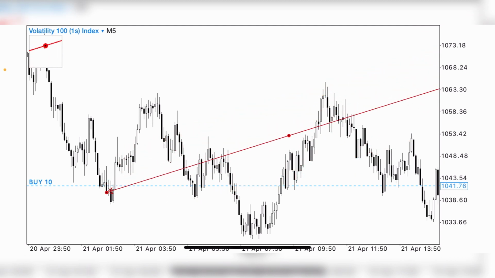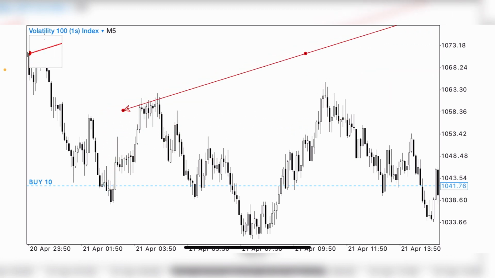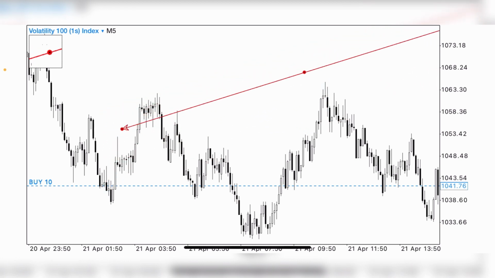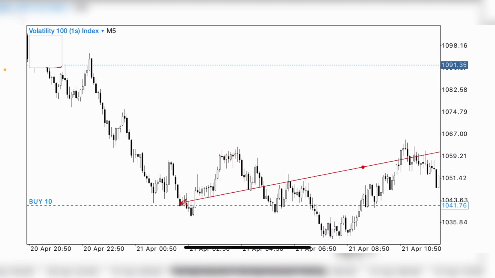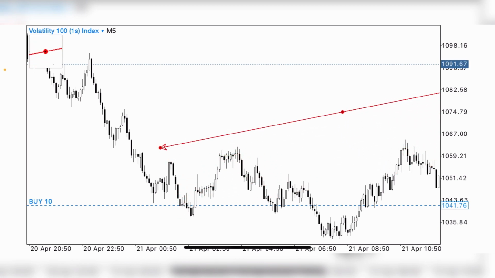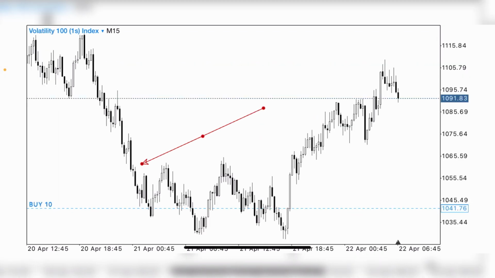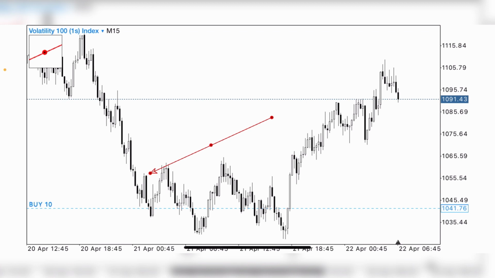But what did the market do? The market took out this high as an inducement before breaking to the downside. So we'll go back to the 15 minutes time frame. This high becomes the inducement. This high turns out to be our inducement.